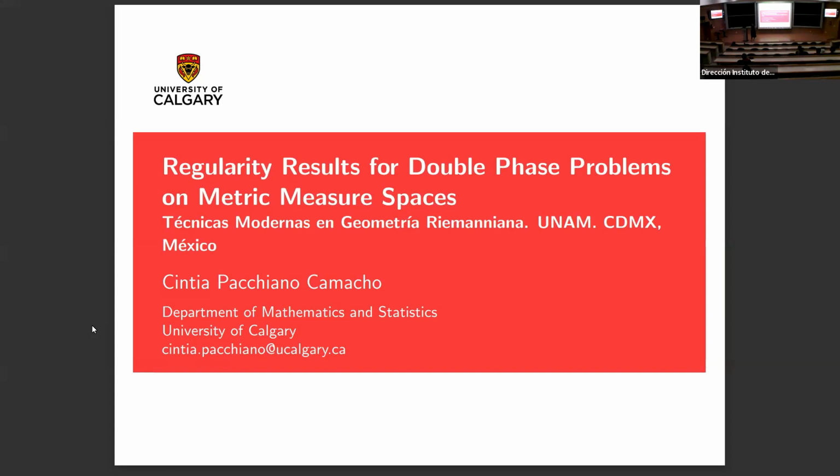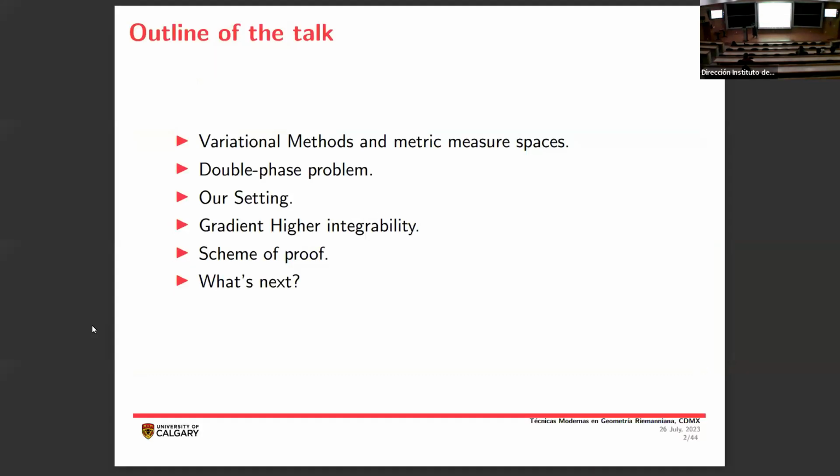So yes, as the title of my talk says, today I'm going to talk about regularity results for the double phase problem. But the novelty here is that we're going to work on metric measure spaces. Now, before starting my talk, here is the outline. I do want to start by talking a little bit about the connection between variational methods and doing analysis on metric measure spaces.